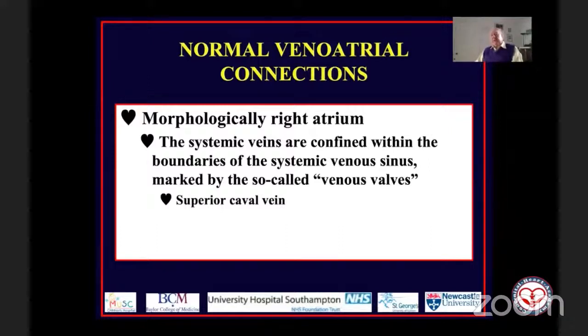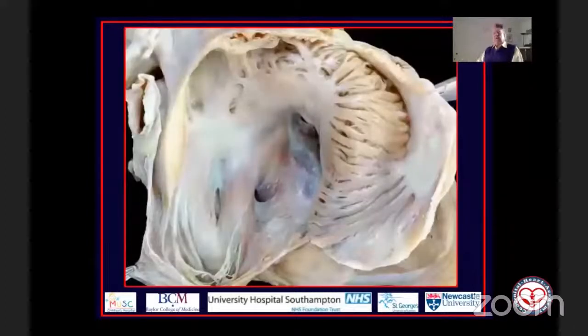Within those confines of the systemic venous sinus, we find superior caval vein, inferior caval vein, and of course, the coronary sinus. And it's anomalies of those three venous channels that we're going to be discussing in the remainder of today's presentation. But let's emphasize again the normal arrangement of the morphologically right atrium.